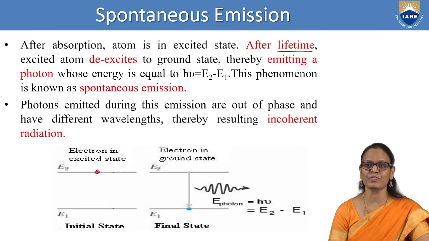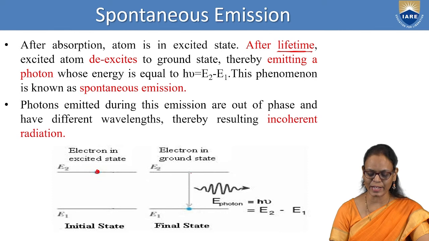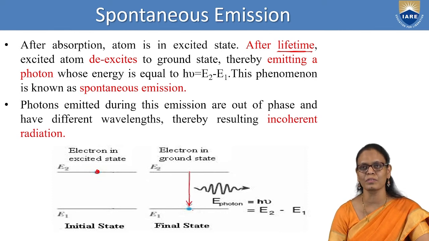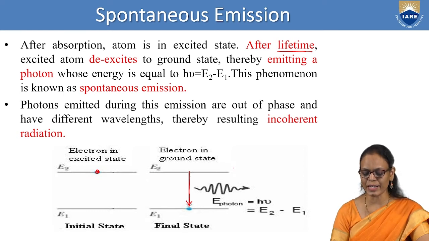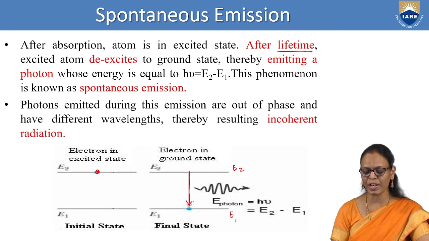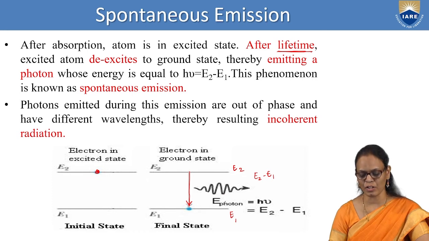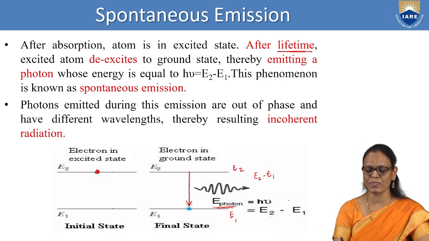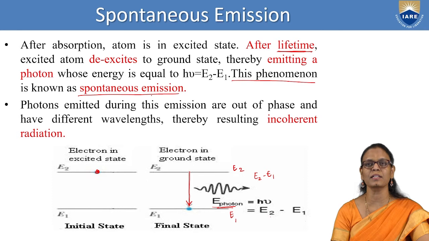So after the lifetime is over, it de-excites, meaning it comes down on its own, thereby emitting a photon. So the energy here is E2, it is at a higher level. This is E1, lower level. Now when this atom comes from E2 to E1, the difference in energy, E2 minus E1, is emitted in the form of a photon. So E photon is equal to h nu, which is E2 minus E1. So this phenomenon is called spontaneous emission.